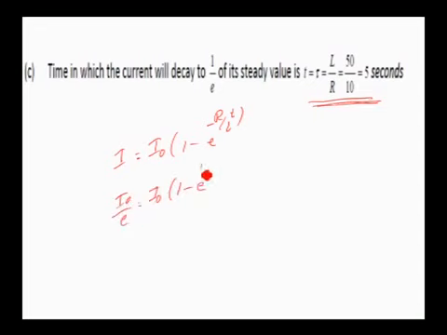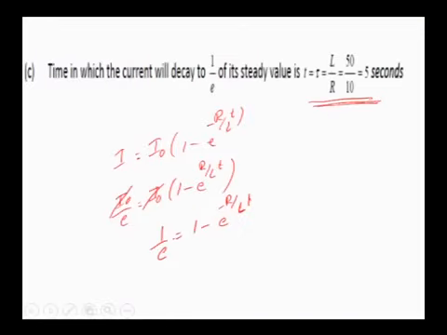We have a direct expression: tau is L by R. Let me explain how it happens. I is equal to I naught into 1 minus e power minus R by L into t. Put I equal to I naught divided by e. This is I naught into 1 minus e power minus R by L into t. Cancel I naught. Take the reciprocal of it. You get 1 by e is equal to 1 minus e power minus R by L into t.